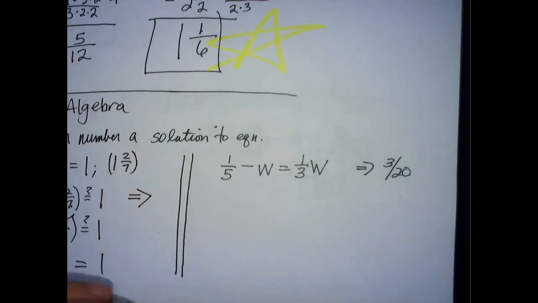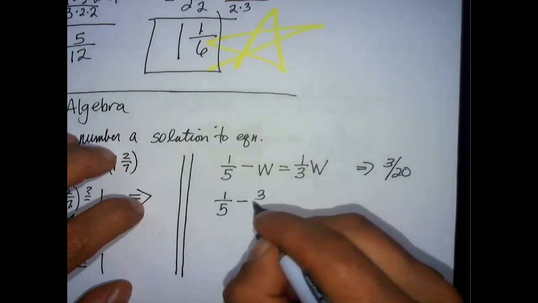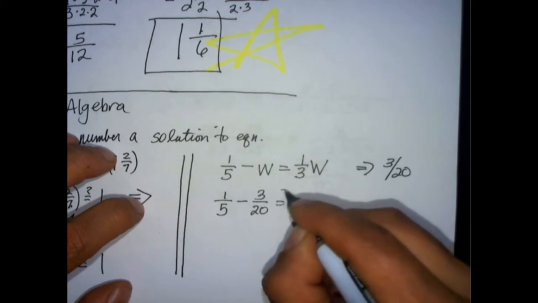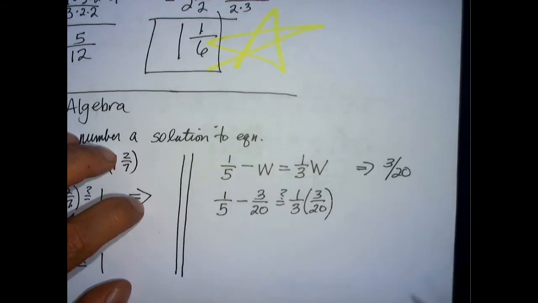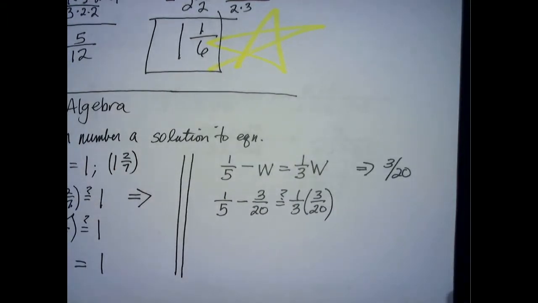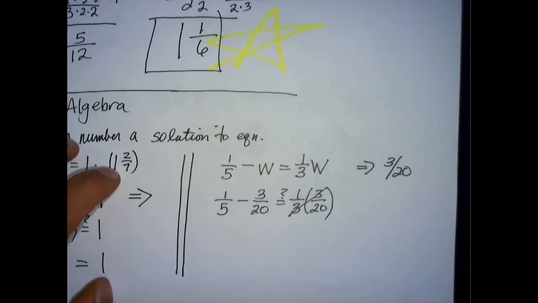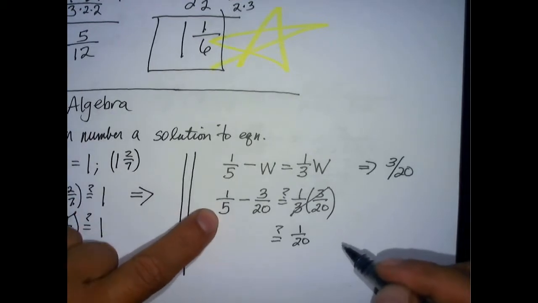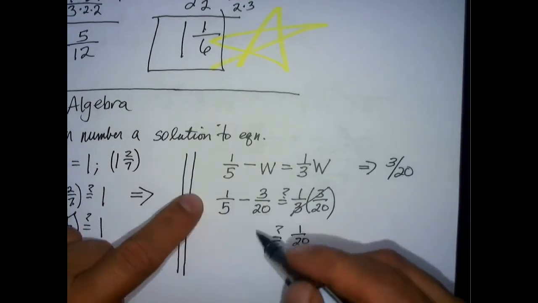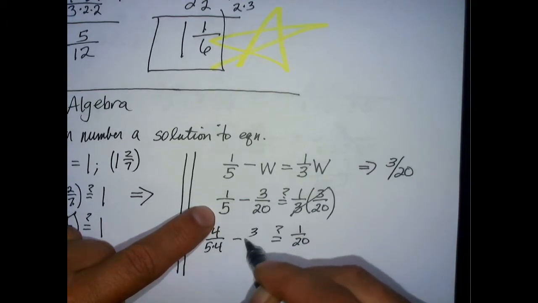So 1/5 minus 3/20. Is that equal to 1/3 times 3/20? And the answer, I can already tell you, is yes. But okay, let's prove it. You can already see that this cancels out when we multiply, right? So is that 1/20? We have to build this up to be 20, so we can subtract. So it'll be 4 over 5 times 4 minus 3 over 20.